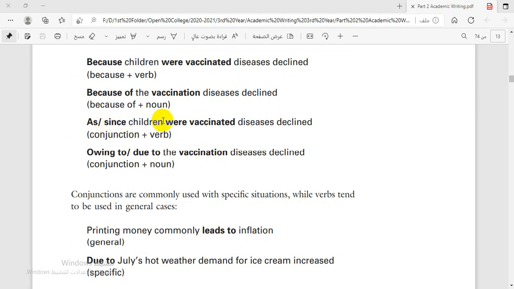As children were vaccinated, diseases declined. Owing to or due to means because of. Due to the vaccination, diseases declined. Okay, conjunction plus noun. I'd like you to focus on the words in bold.